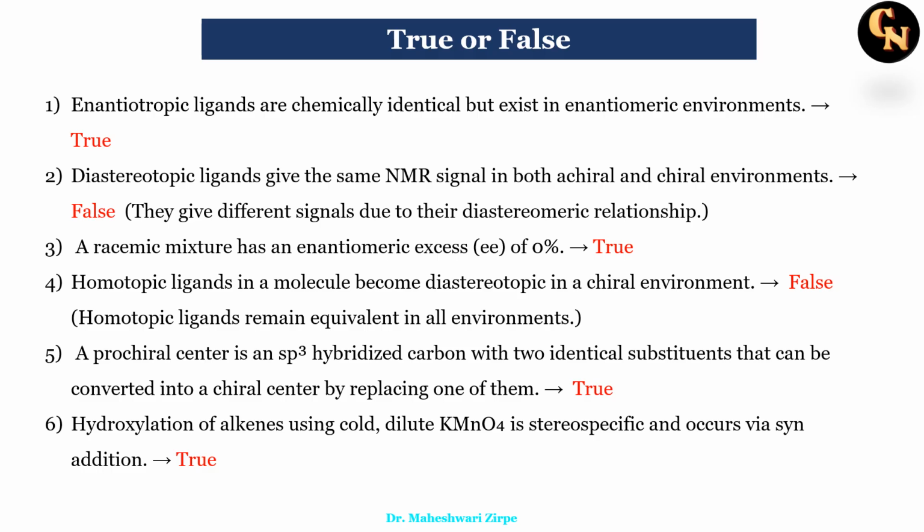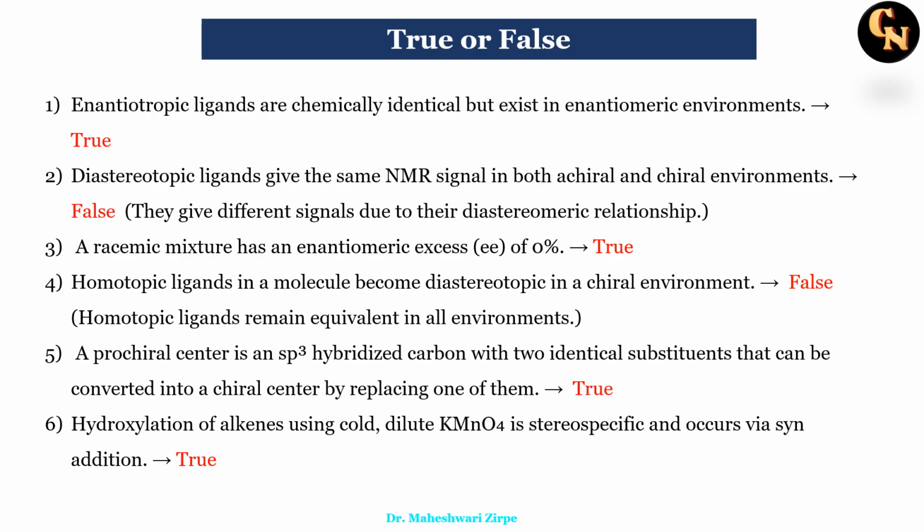Then the next one is: homotopic ligands in a molecule become diastereotopic in a chiral environment. So the statement is false, because homotopic means same. Homo is same ligands. They remain equivalent in all the environments. Okay, please try to understand. There are heterotopic ligands and homotopic ligands. Now homotopic means if a carbon is having, for example, hydrogens, all the hydrogens will be same.